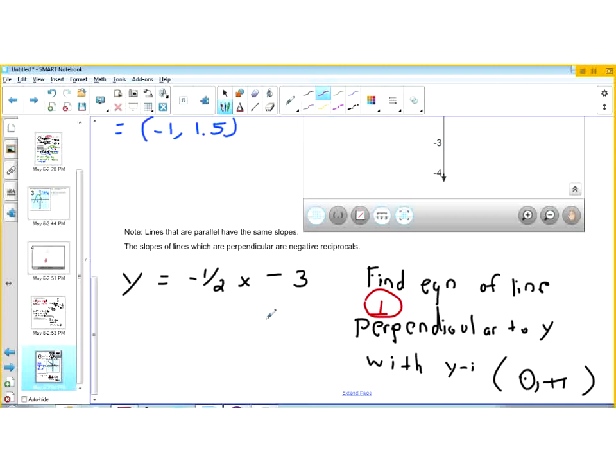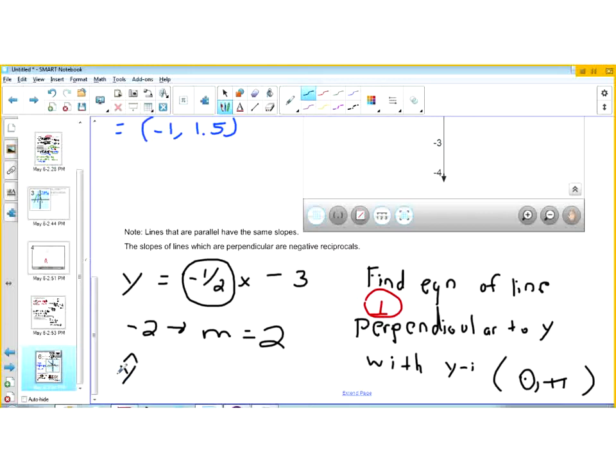All right, so to answer this question, we note that the slopes of perpendicular lines are negative reciprocals. So the negative of the reciprocal of negative 1/2. What is the reciprocal of negative 1/2? It is negative 2. And then we negate it, so m is equal to 2. So the slope of a line perpendicular to this line will have a slope of 2. The product of the slopes must be negative 1. And it has to have a y-intercept of 0, pi.